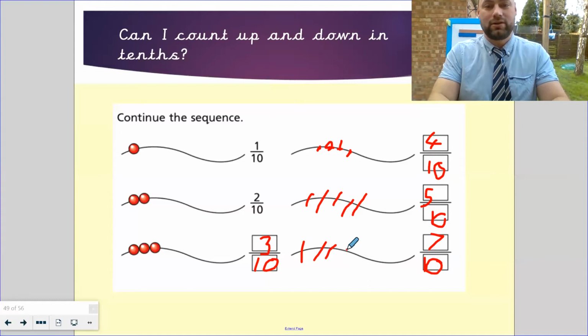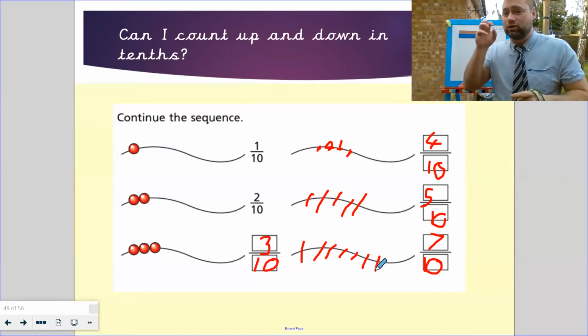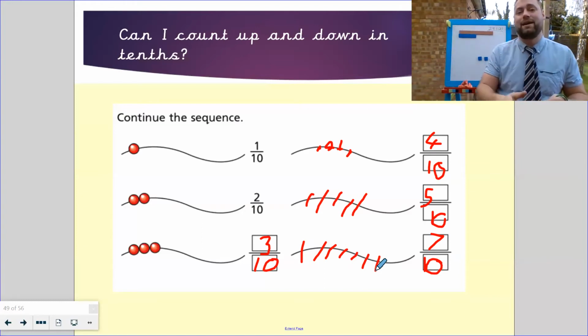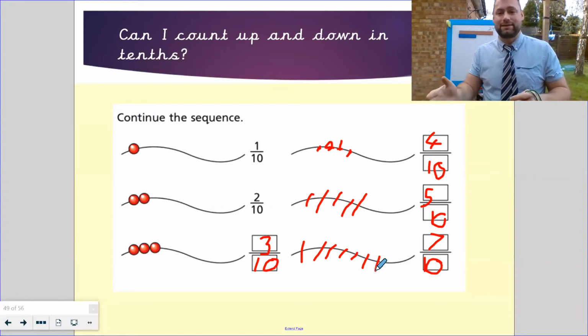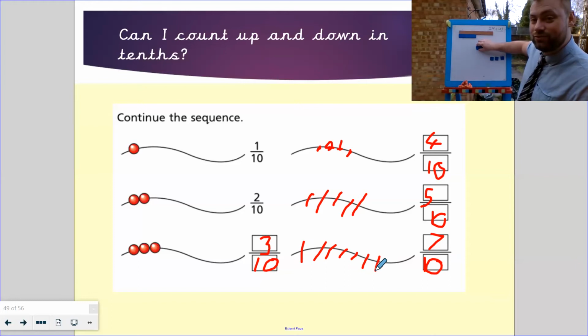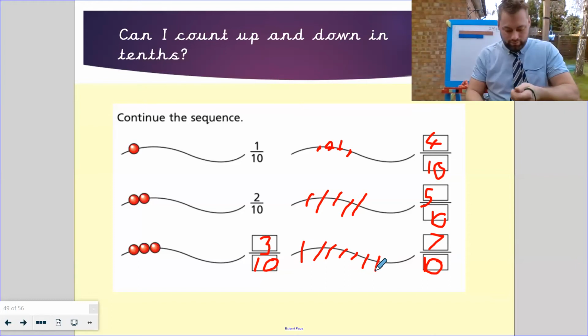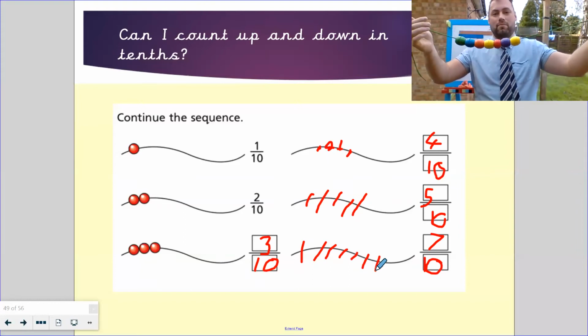Because when you count, the whole number has been split into tenths. So the denominator will always stay the same when you're counting up and down in tenths. The thing that does change is the numerator, because the numerator is telling us how many tenths we're using. So we've now got 7/10. Ooh, I've got 7/10 on my string.